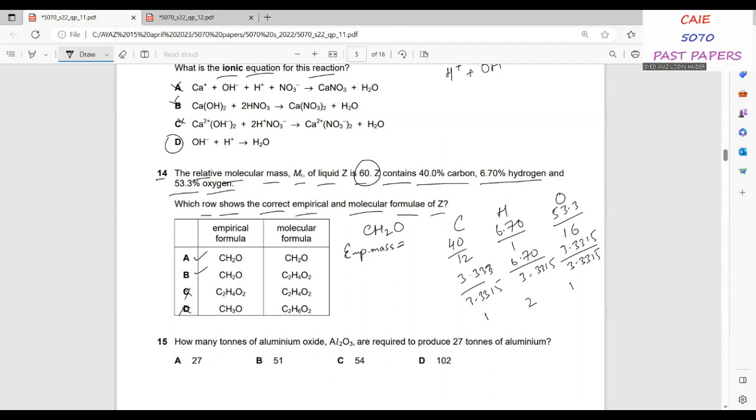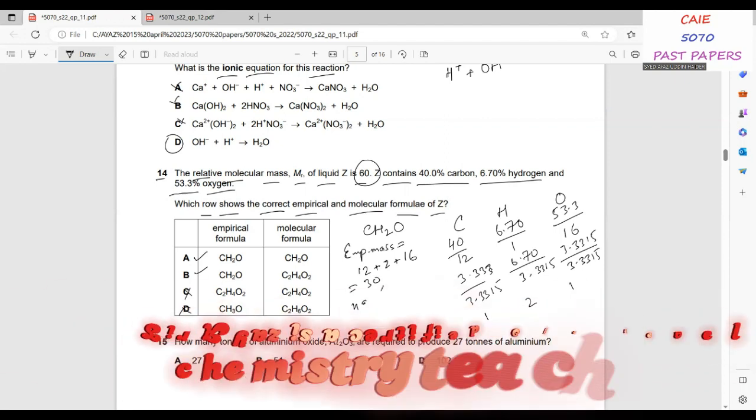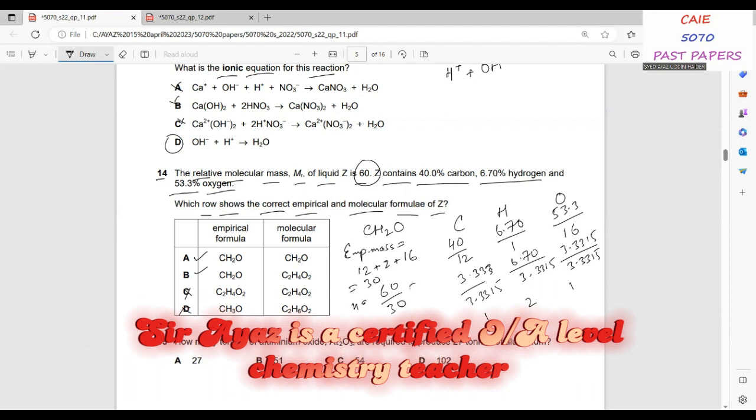So empirical mass for CH2O will be: 1 carbon atom means 12, 2 hydrogen atoms means 2, 1 oxygen atom means 16. So you'll add up these values, you will get 30. So we'll get n by dividing the molecular mass by 30. 60 divided by 30, we'll get 2. So multiply 2 by CH2O. So we'll get C2H4O2. So B will be the right answer for this question.